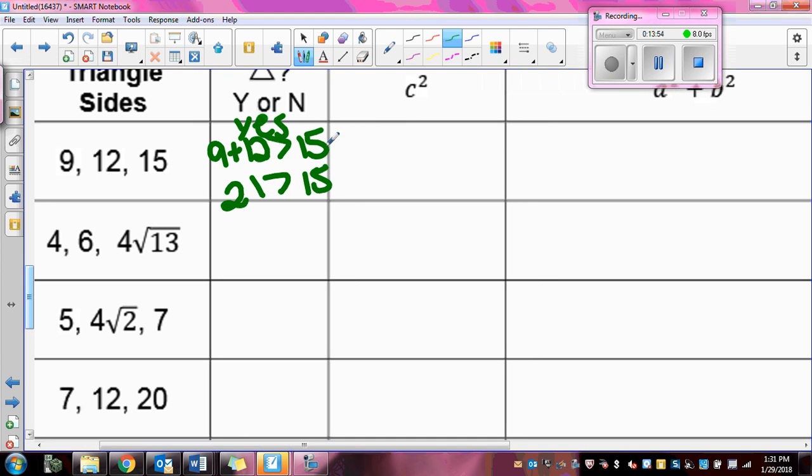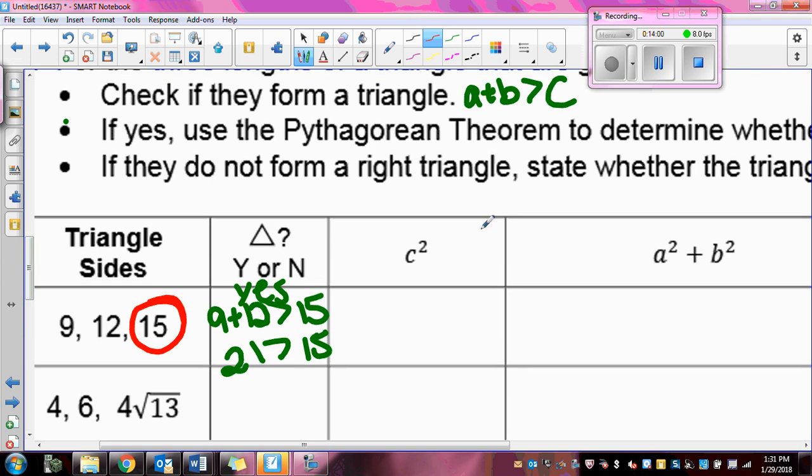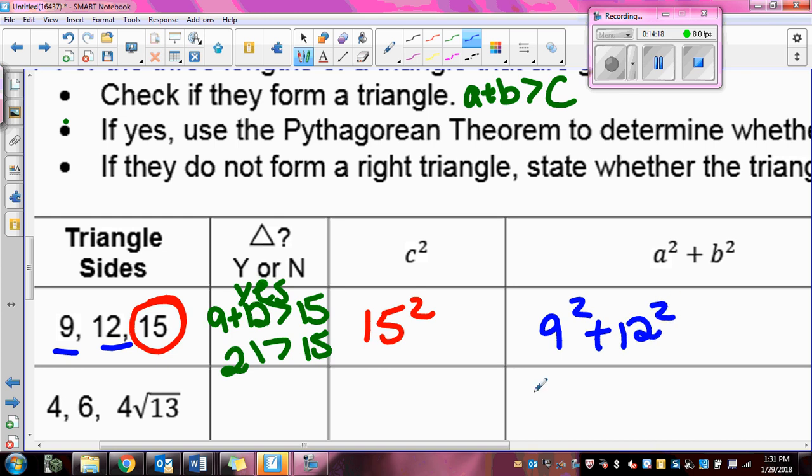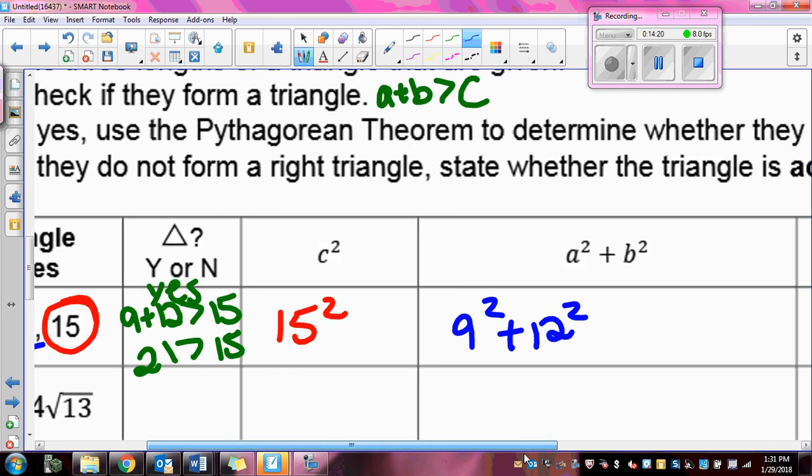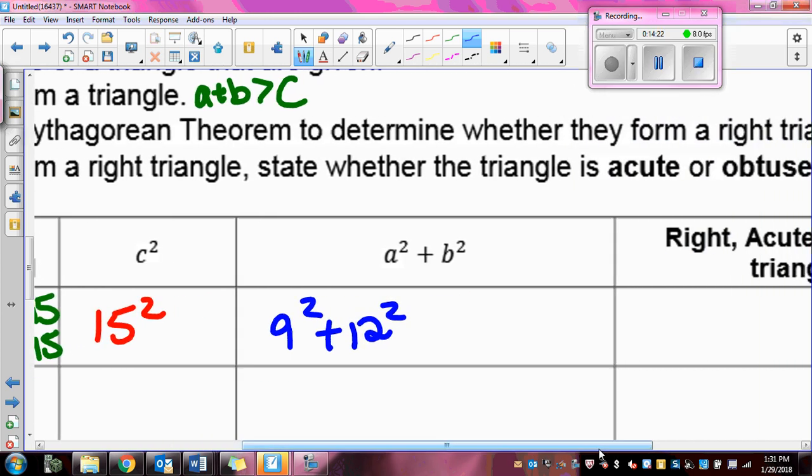Now, my c squared has to be my biggest one. I'm going to make that red, remember? My biggest one squared. So this is going to be 15 squared. And then it says a squared plus b squared. I'm not going to make that red. Doesn't matter which one is your a and b. I'm going to put 9 squared plus 12 squared. Are they equal? Then it's right.